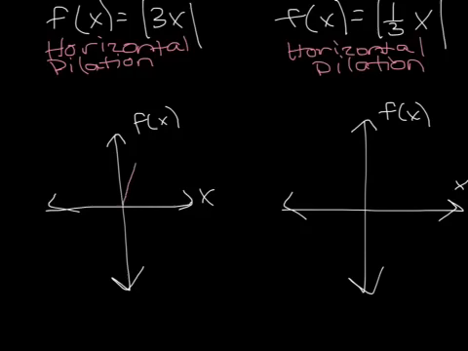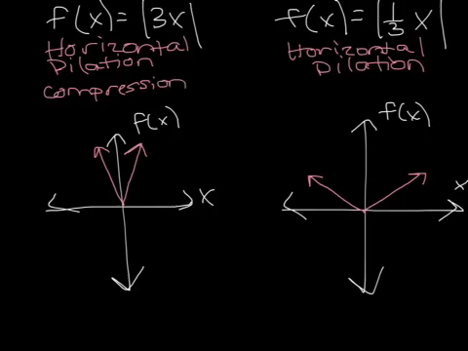The absolute value of 3x is going to be that skinnier one, and the absolute value of 1/3 x is going to be that wider one. That's because this is, again, a horizontal compression. And this one is a horizontal stretch. This can affect different things in the future. For absolute value, they look like they're exactly the same. The only difference is you're stretching it in a different direction.